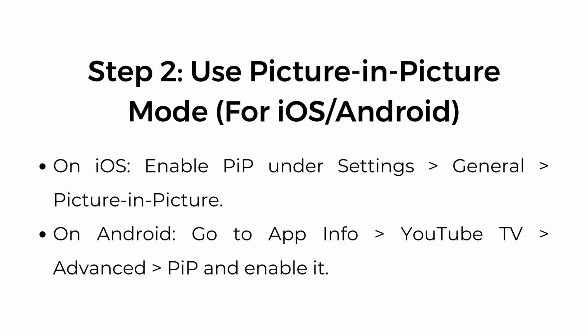Step number 2. Use picture-in-picture mode for iOS or Android. On iOS, enable PIP under Settings, General, Picture-in-Picture. On Android, go to App Info, YouTube TV, Advanced, PIP, and enable it.